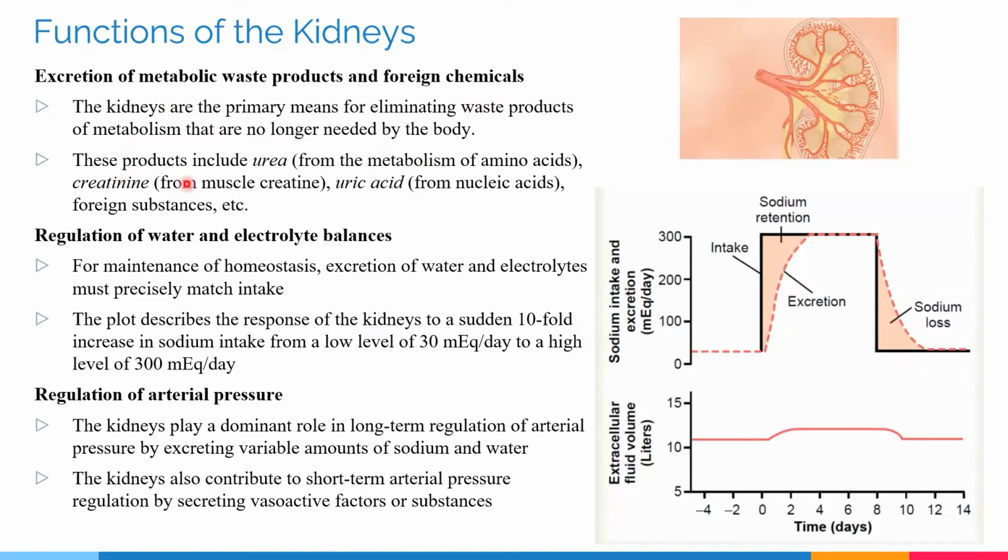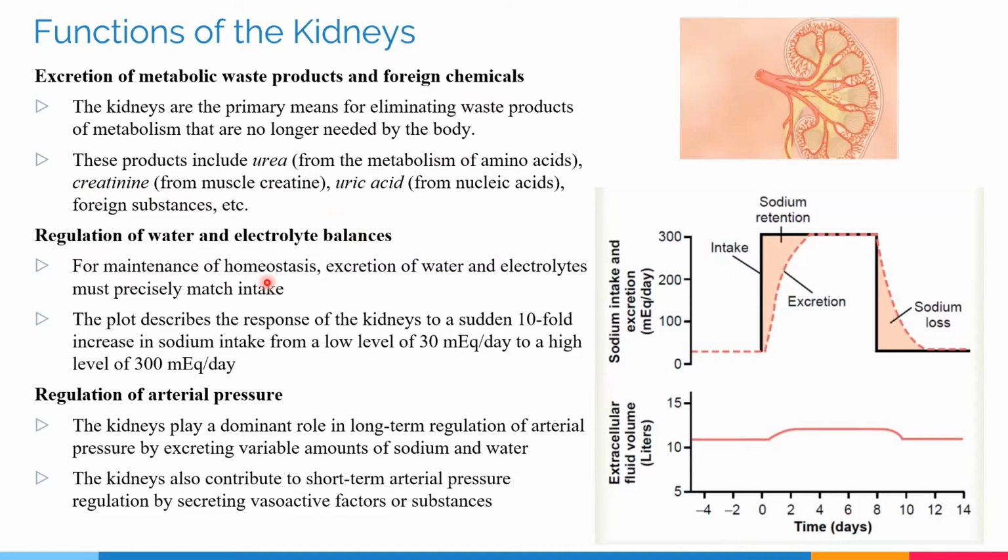These products include urea, which is an end product of the metabolism of amino acids; creatinine, which is derived from muscle creatine; and uric acid, which is the end product of metabolism of nucleic acids; and other foreign substances. The next function of the kidneys is regulation of water and electrolyte balance.